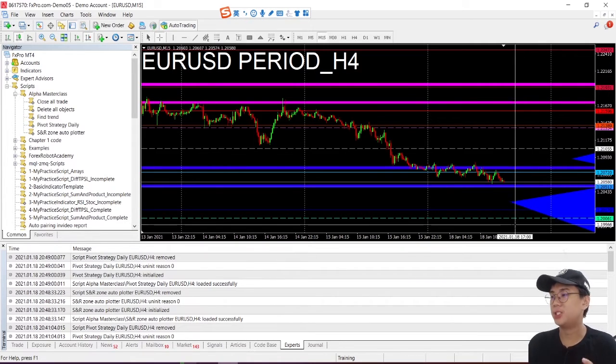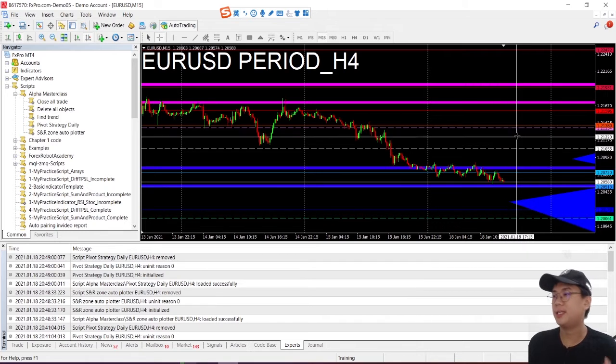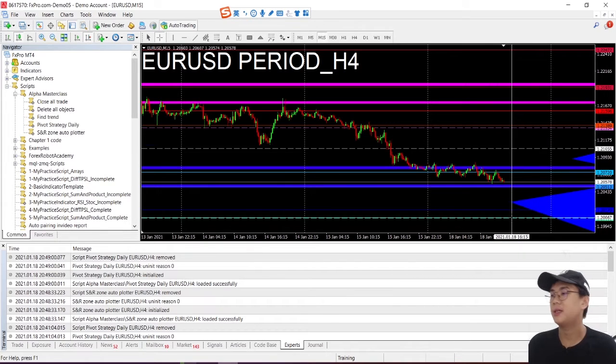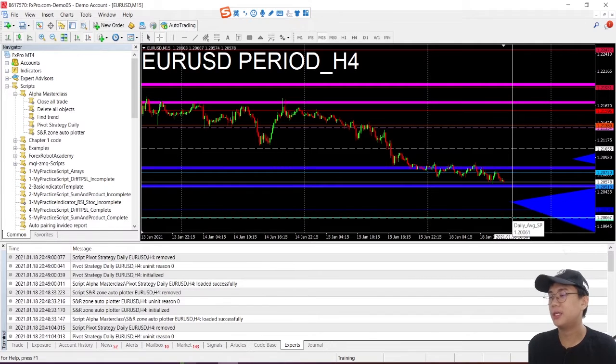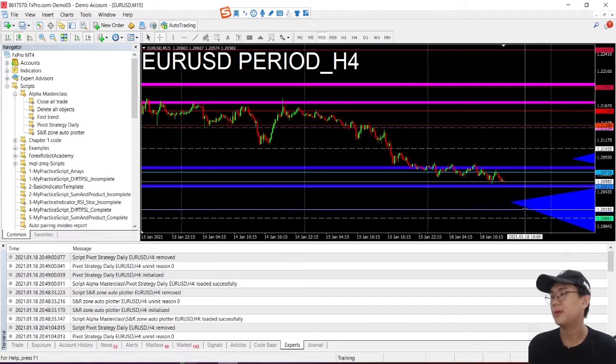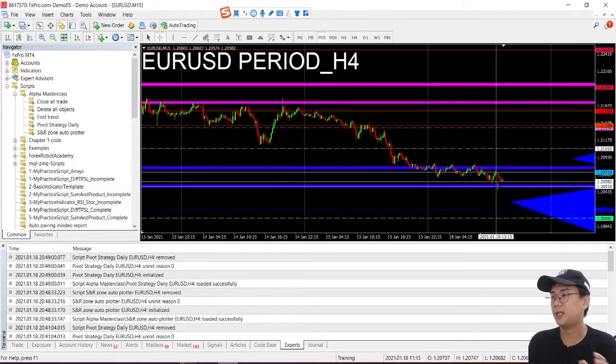The next line is the green line, and the green line and red line are the same kind of thing. The green line represents today's support. Like today's price, if it goes down, it will reach the green line here, and you can exit at the green line.